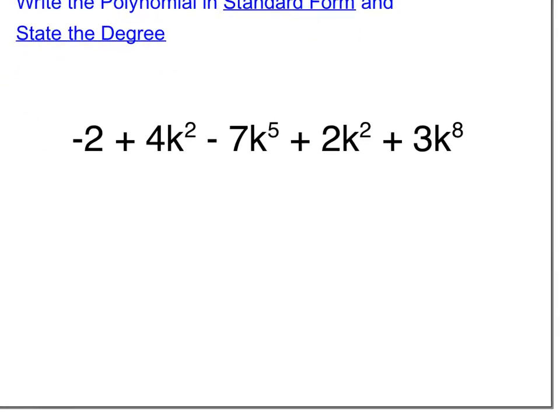Let's try another one. All right, this one's pretty big. Let's try to figure out what our like terms are that we can combine. I see I have a positive 4k squared and a positive 2k squared. Those k squareds will be grouped together. I have a constant of negative 2. There's no other constant, so that will be on its own. I have this negative 7 coefficient that has k to the 5th. Well, nothing else has a k to the 5th, so that's by itself.